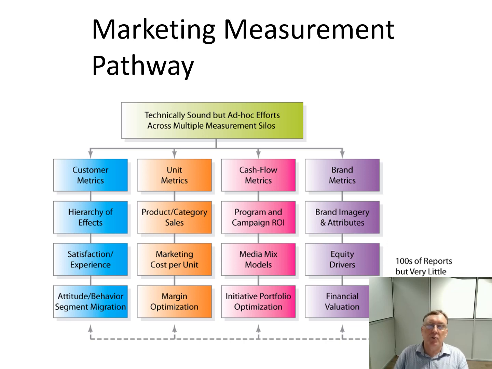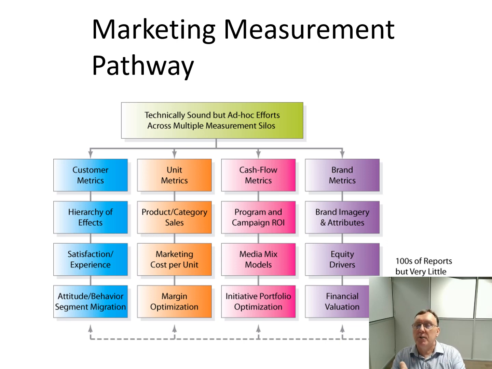Now, each of those, if we look at the customer metrics, well, we're looking at attitudes and behaviors and how people are changing their ideas, what satisfaction has been experienced, and the hierarchy of those effects. In other words, what is more important to the customer. Those are our customer metrics, and that will give us specific information about our customers. So these are the customer metrics on this kind of marketing measurement.